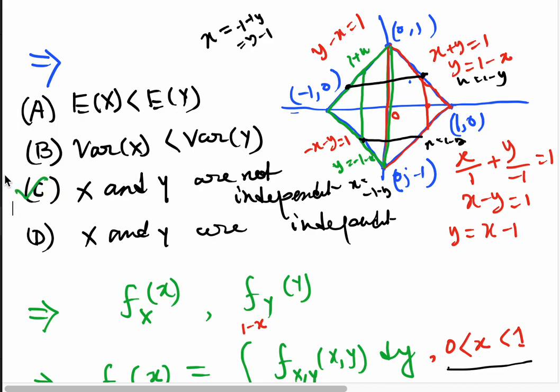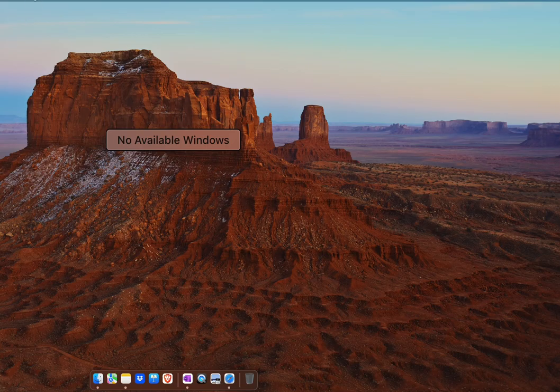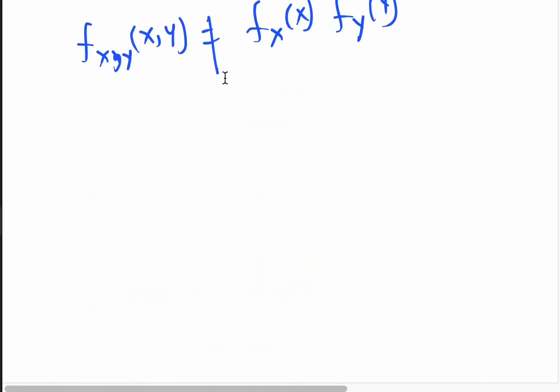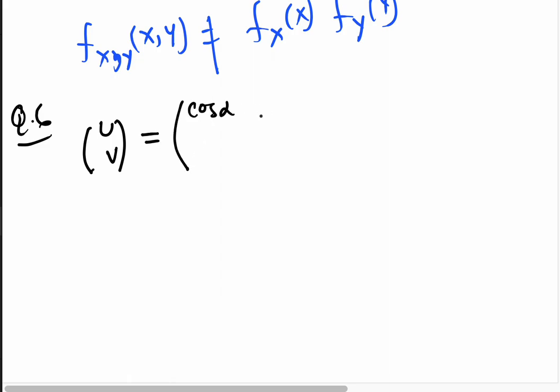Now let's move toward question number 6. Question 6 says U, V are this type of function: cos alpha, sine alpha, minus sine alpha, cos alpha.